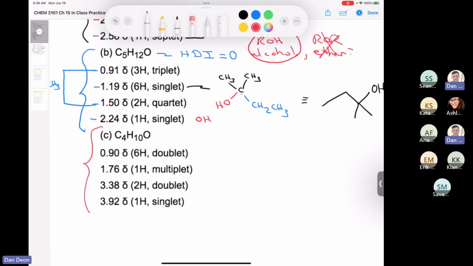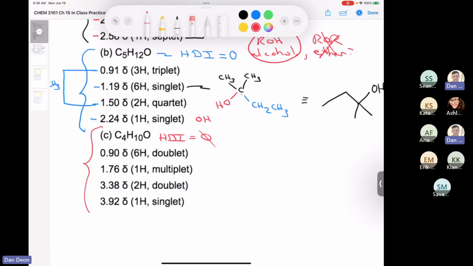I've got C4H10O. So what is the HDI for this compound? Could anybody tell me what the HDI is? HDI is equal to 0. Thanks, Savannah. Great. So then let's look at the multiplicities. You've got doublet, multiplet, doublet, singlet.